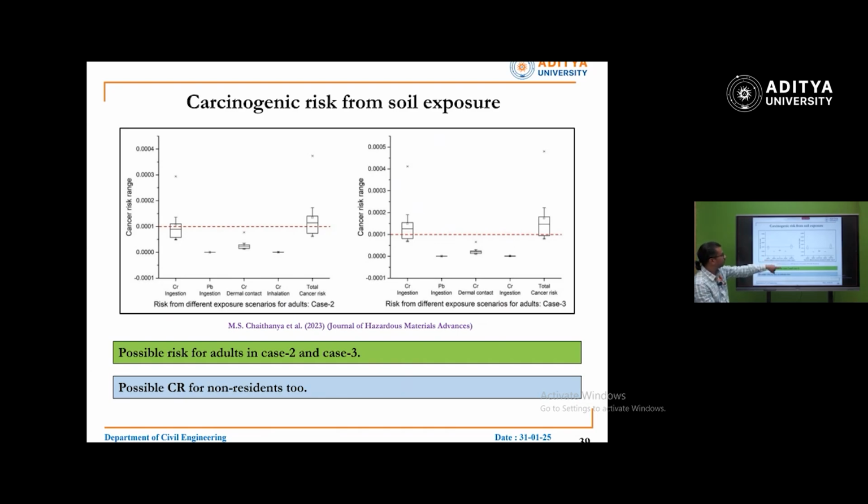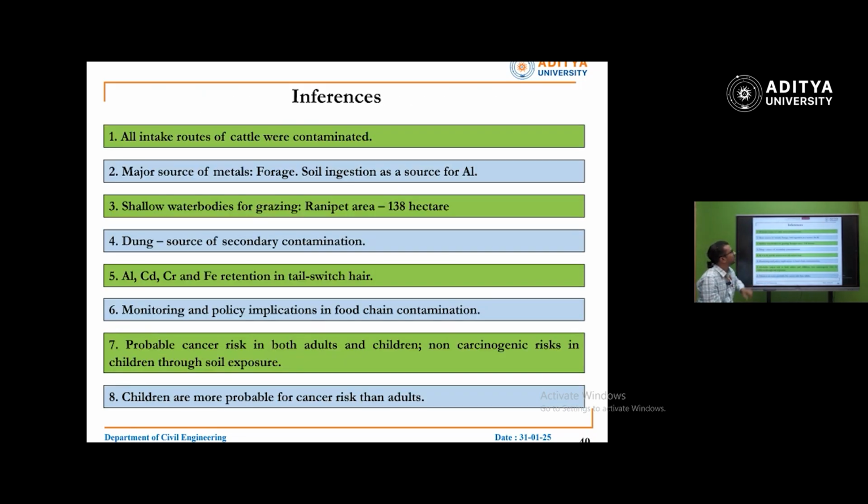So these are the other two cases, like as I have told you, we have considered three cases which I have explained earlier. So these are the inferences from this risk assessment study. So this indicates all intake routes of cattle were contaminated.